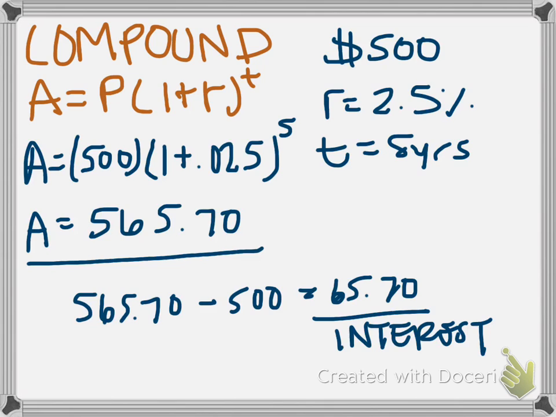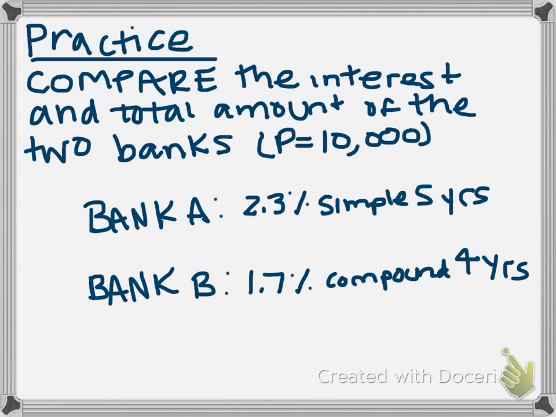Last, try this. Compare the interest and total amount of the two banks. Let's say our principal is $10,000. You have the rates and the years there for Bank A and Bank B. Good luck.